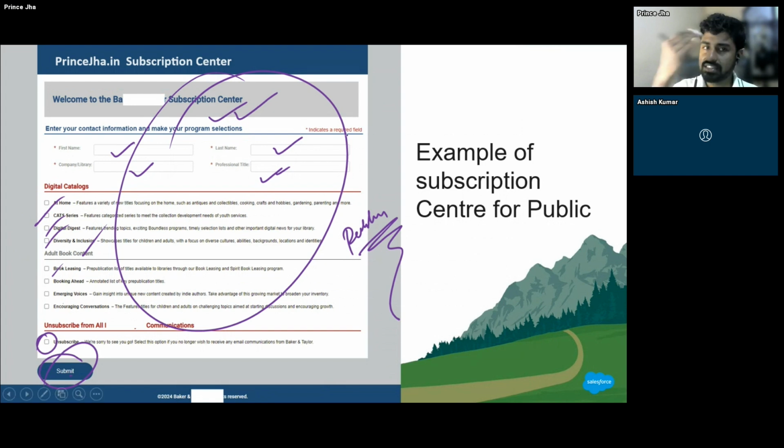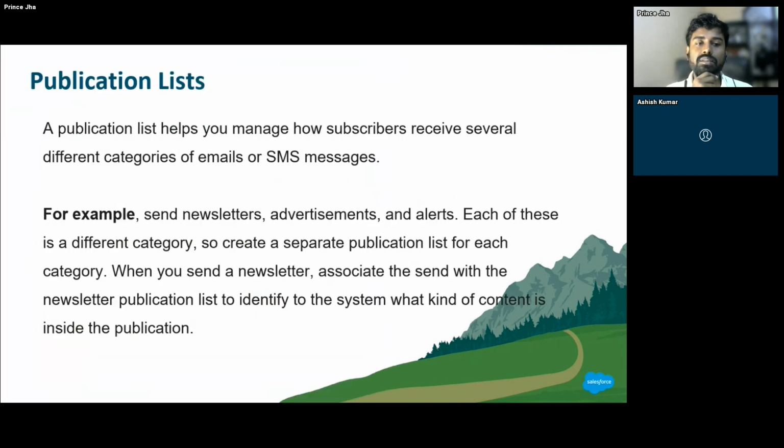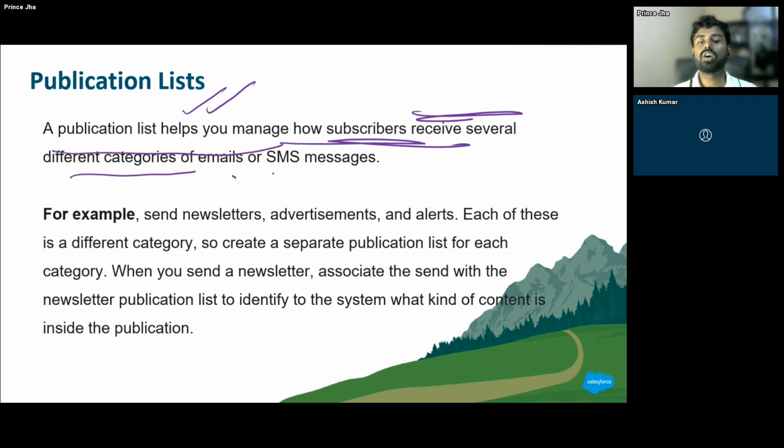And inside all this, there is a publication list. Why is this publication list important? If somebody makes a statement that they don't want to receive the email campaign, they can unsubscribe. So you have to manage this in the publication list. The publication list helps manage how subscribers want to receive different types of email or SMS.